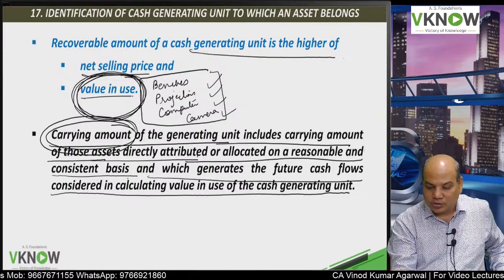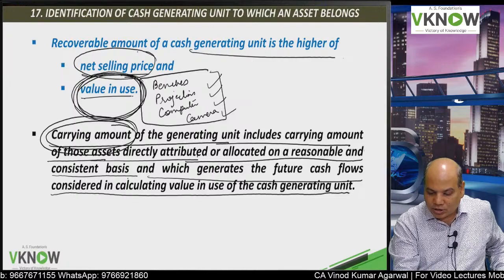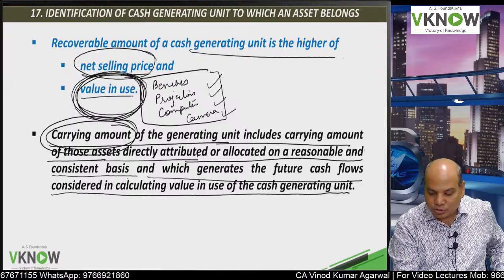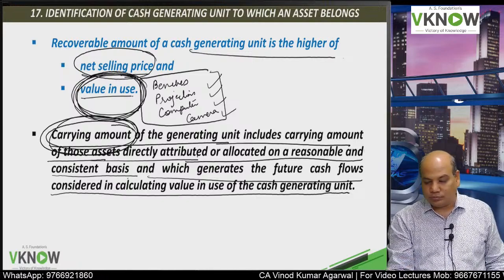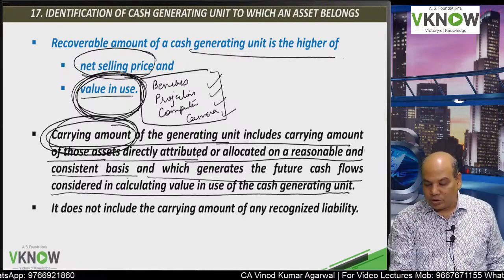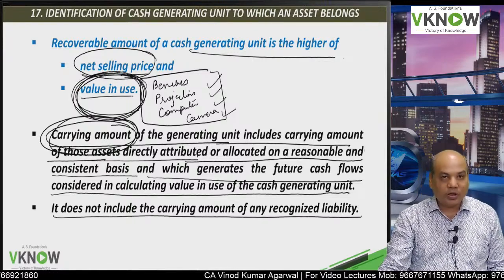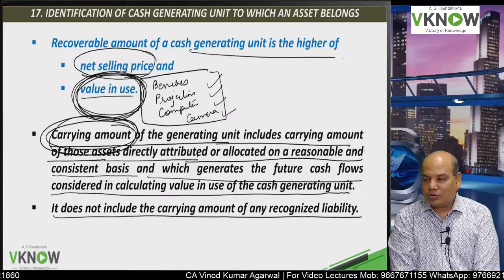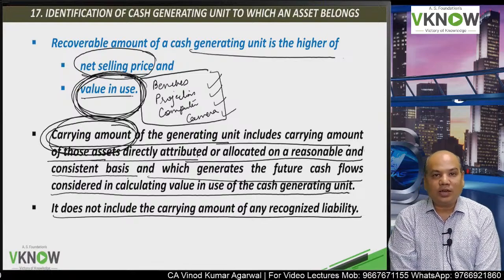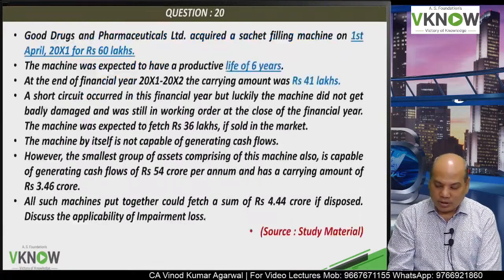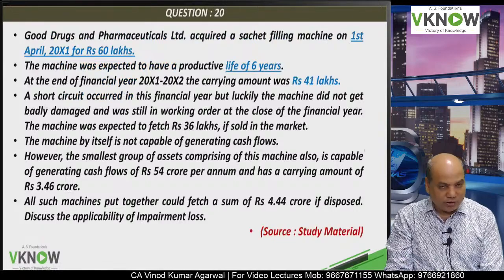So that there is a matching. The same item should be considered here also, and here also. It does not include the carrying amount of any recognized liability. So CGU will not include the carrying amount of any recognized liability. So that is about CGU.